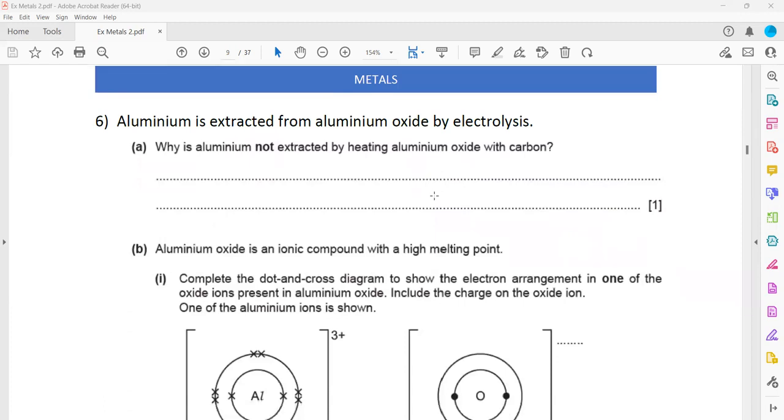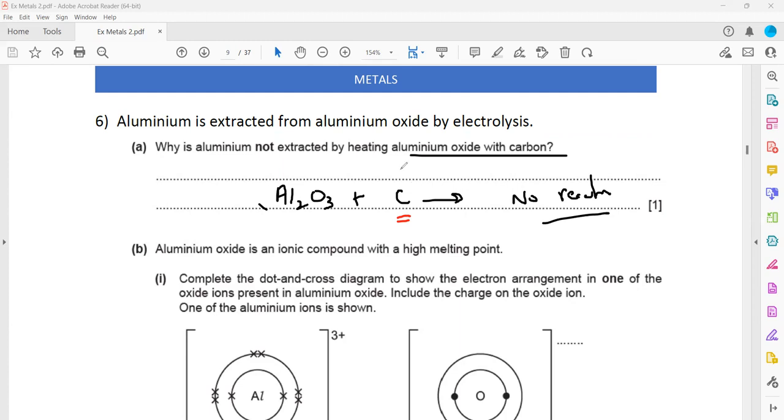In question 6, aluminium is extracted from aluminium oxide by electrolysis. Why is aluminium not extracted by heating aluminium oxide with carbon? If we have aluminium oxide, Al2O3, and we use carbon, why won't this work? Why is there no reaction in this case? Anyone having an idea why aluminium cannot be extracted by reacting with coke or carbon?